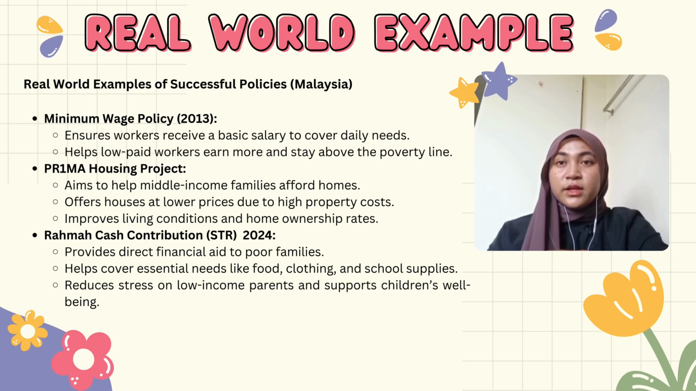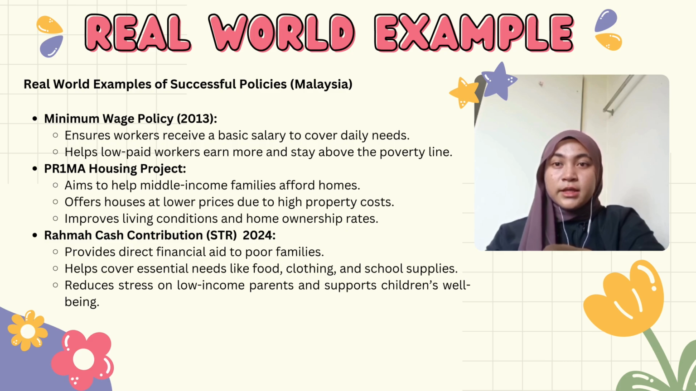With rising property prices, Prima offers houses at lower prices, giving more people the chance to own a home and enjoy better living conditions. In 2024, the government introduced the Rahmah Cash Contribution (STR), which provides financial aid to poor families. This cash helps them buy essential items like food, clothes, and school supplies. It also eases the pressure on parents with low income and supports their children's well-being.